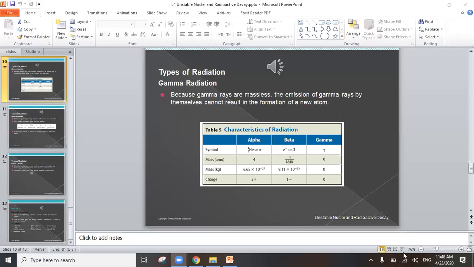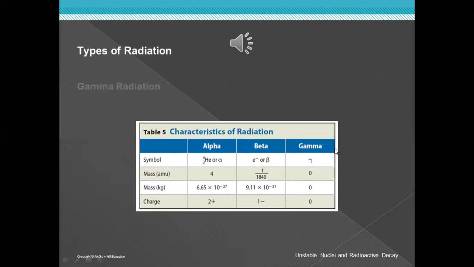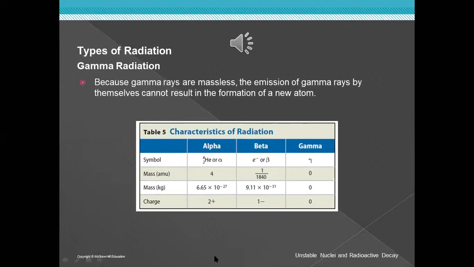Okay, let's continue. Read 9. Okay, Saleh, can you read, please, the properties of alpha particles? Saleh? Yes. Can you read, please, the properties of alpha particles?